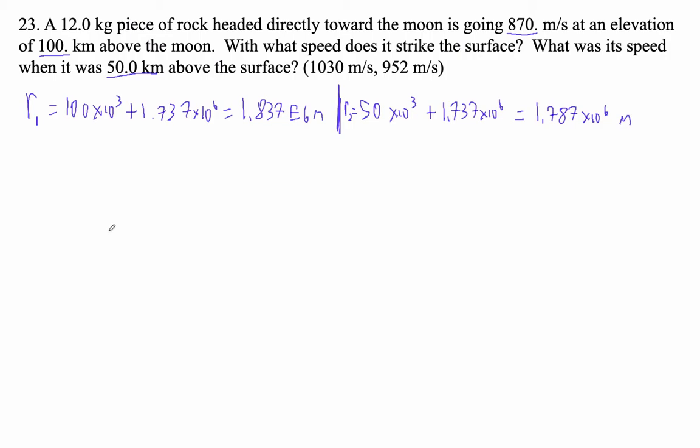Okay, so now let's draw a picture of this. Here's the moon. Here we are, watching it all go on. The rock is here. I'm going to exaggerate the height. So when it's 100 kilometers, it's going 870. The question is, when it's halfway down, at 50 kilometers, what's its velocity? That's our question. So I'm just going to say kinetic plus potential here equals kinetic plus potential there. I think we can deal with this.